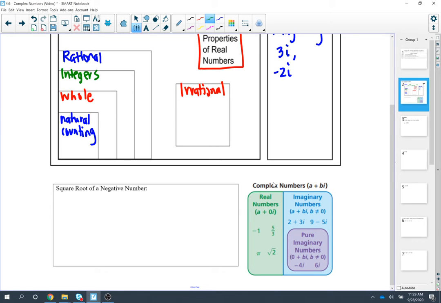Now the question is, well, where do these numbers come from? And these numbers come from taking a square root of a negative number. So at its simplest form, we look at the square root of -1.